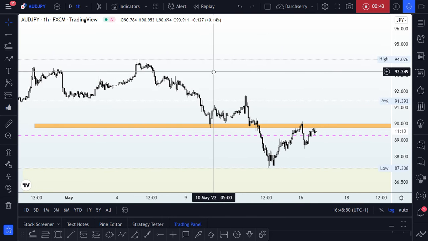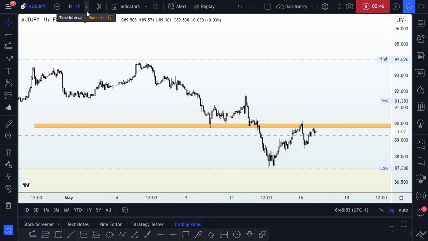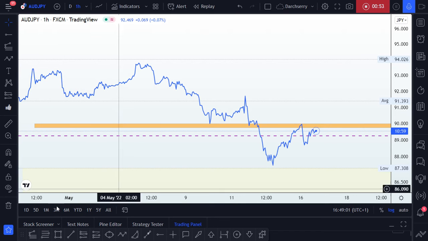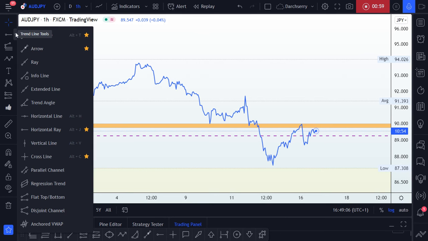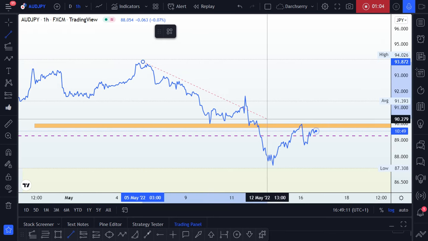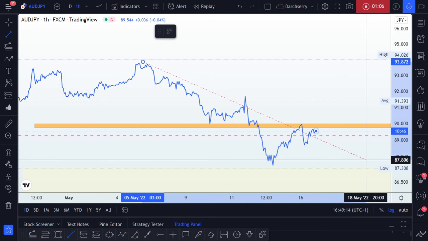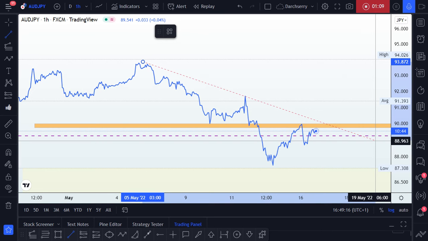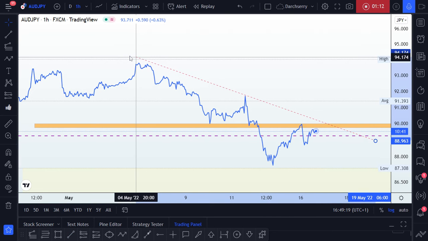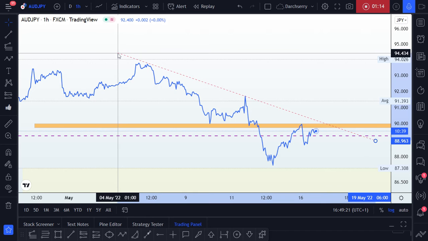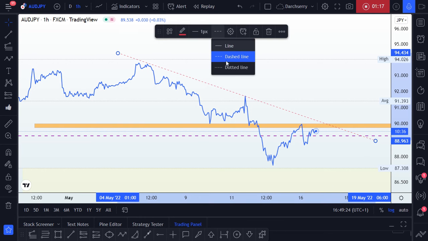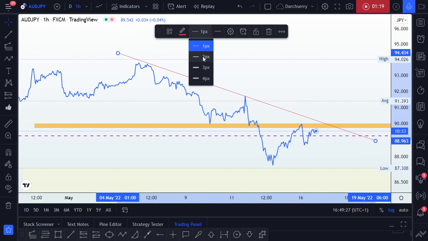However, if we look closely, it is very possible for us to connect the series of lower highs to bring out a trend line at this point. So if we bring out our line chart at this point and we run the trend line right above structure, we will be having one major line at this point. And because this is the major one that we want to be using going forward as our guide, I want to make it a little bit thicker.